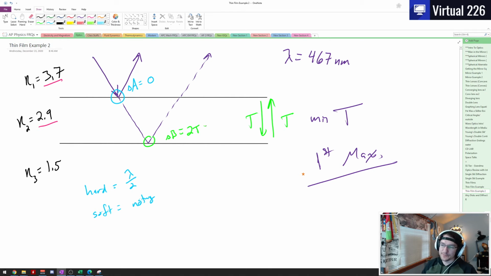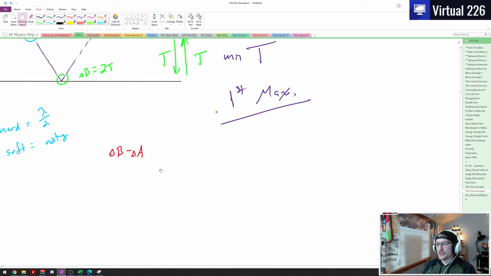The question is, do we add a hard or a soft reflection to it? In this case, we're going from 2.9 to 1.5. That is high to low. That's a soft reflection, so we don't add anything. So this delta B is just going to be 2 times the thickness of the film. When we set up our total change of path length, it's going to be delta B minus delta A. That's going to be 2t minus 0.